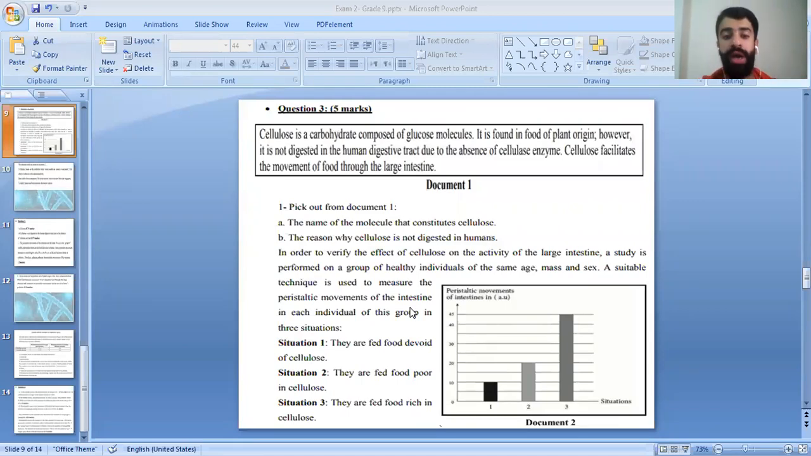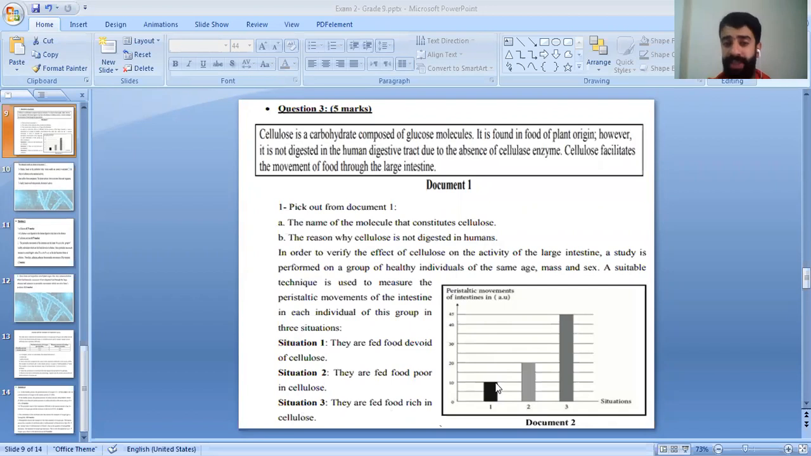Situation 1, they are fed with food devoid of cellulose. Situation 2, they are fed with food poor in cellulose. It contains an amount of cellulose, but it's a very low amount. In situation 1, there is no cellulose. Situation 3, they are fed with food rich in cellulose. Let's see what the difference is.